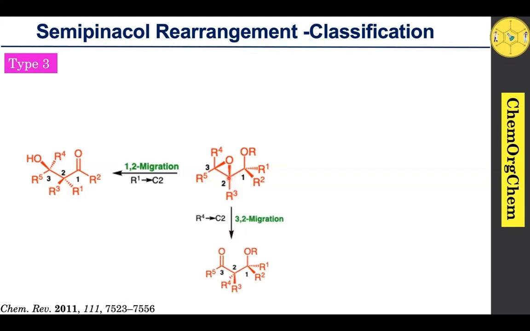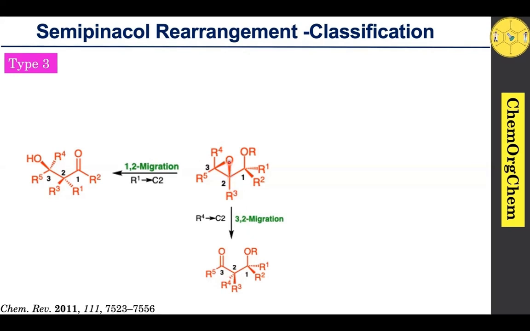Once you generate the carbocation in the second carbon, there is another possibility. One of the groups from the third carbon can migrate into the second carbon, which leads to the corresponding carbonyl compound. This particular shift is called 3,2 migration.